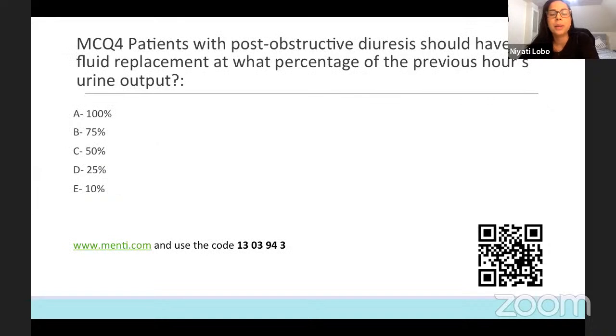Okay, question 4. Patients with post-obstructive diuresis should be given fluid replacement at what percentage of the previous hour's urine output? 100%, 75%, 50%, 25%, or 10%? Hopefully you've gone for 50%.